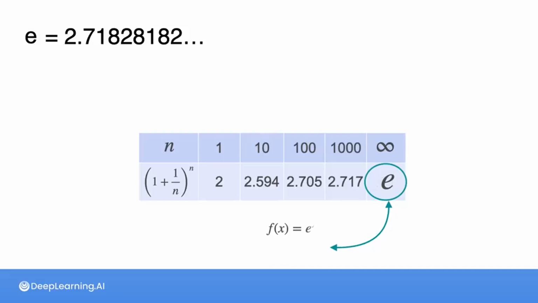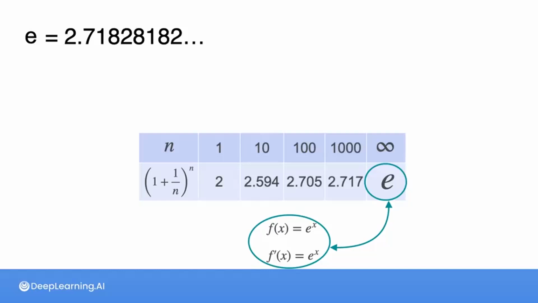And e has a very particular property. If you consider the function f(x) = e^x, that function is its own derivative. So the derivative of f(x) is also f(x). And that particular property makes sure that e appears in many places in science, statistics, probability, etc.